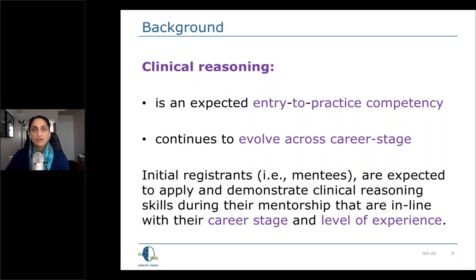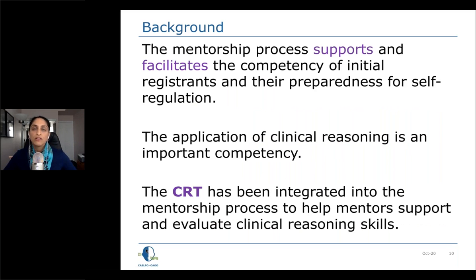However, because clinical reasoning is an expected entry to practice competency, initial registrants or mentees are expected to apply and demonstrate clinical reasoning skills during their mentorship period, of course, that are in line with their career stage and with their level of experience. So the mentorship period as a whole is a process that supports and facilitates the competency of initial registrants and prepares them to become self-regulated health professionals.